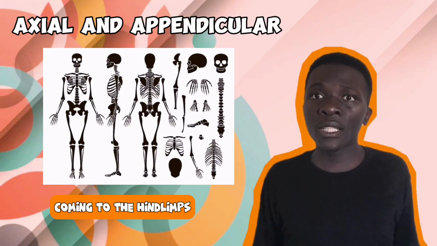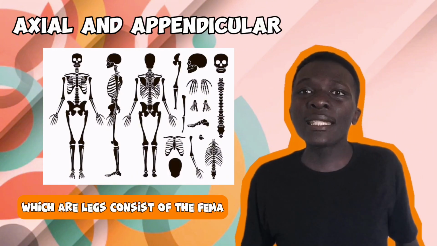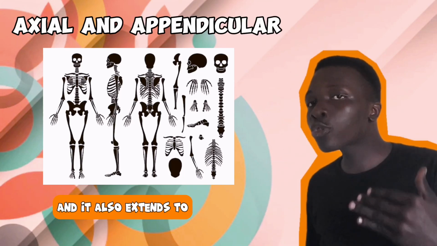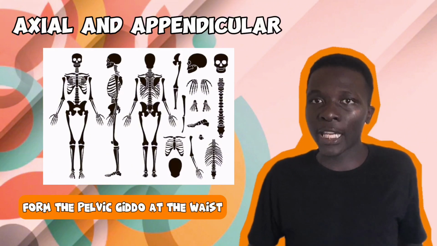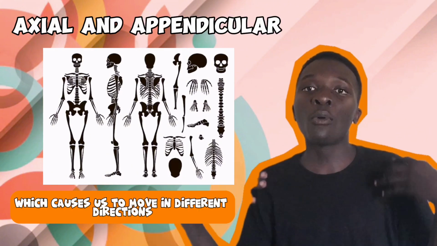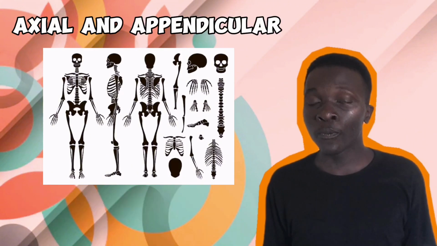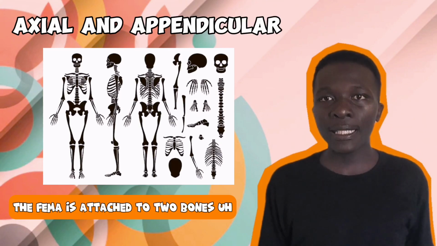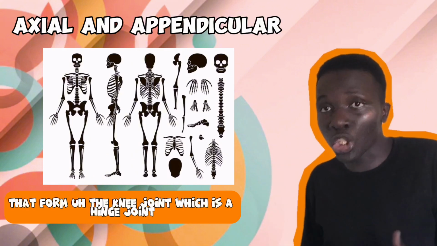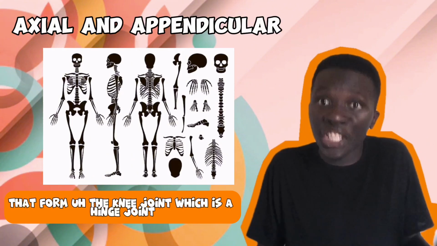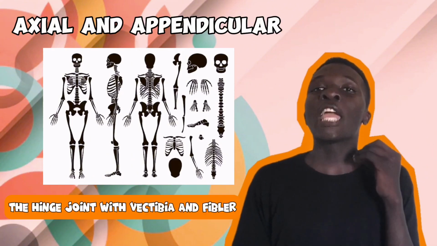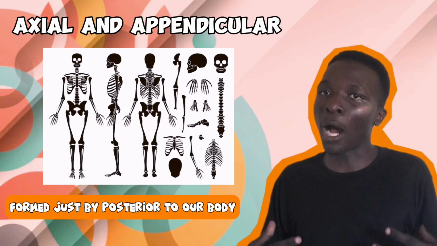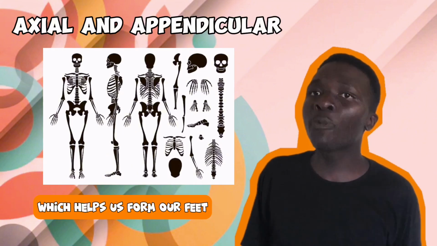Coming to the hind limbs, which are the legs, they consist of the femur. The femur is the largest bone, and it also extends to form the pelvic girdle at the waist, which causes us to move in different directions. And then, this bone as well, the femur, is attached to two bones that form the knee joint, which is a hinge joint. It forms the hinge joint with the tibia and fibula found just posterior to our body, which helps us form our feet.